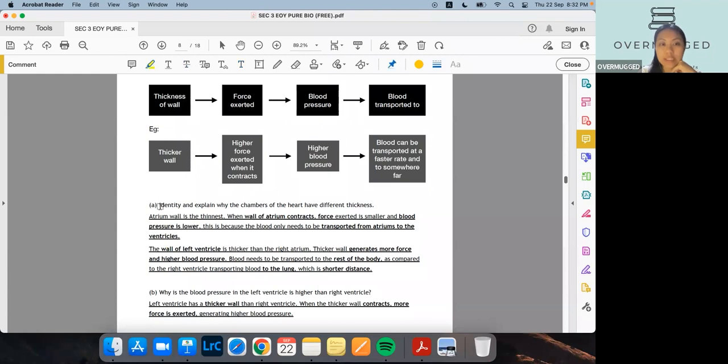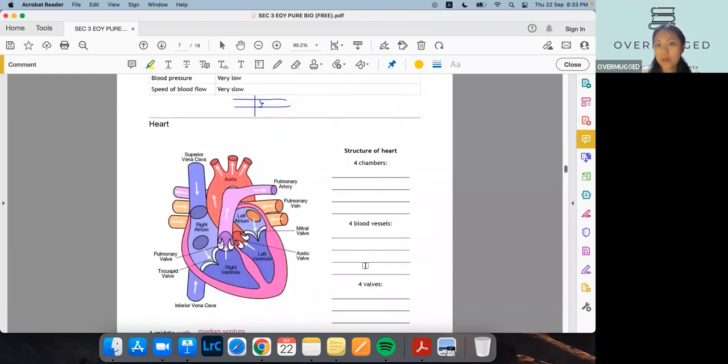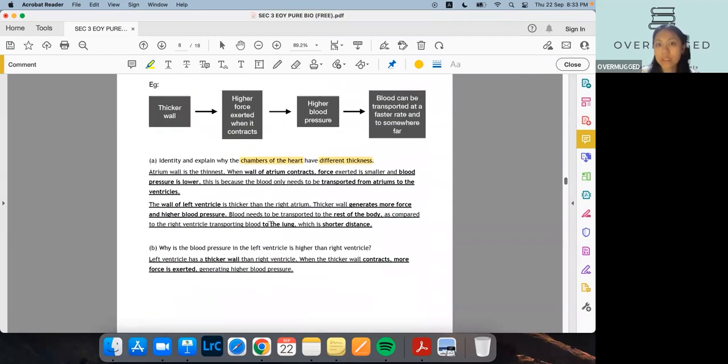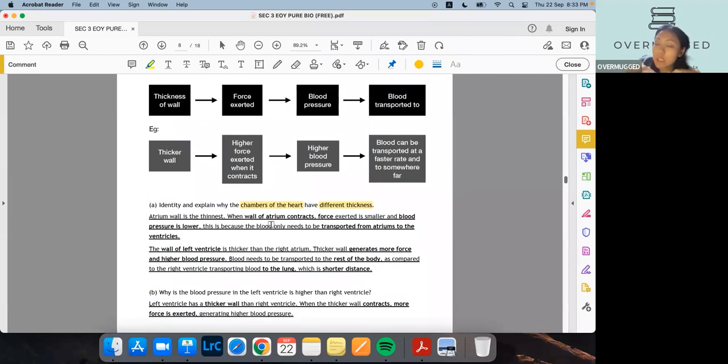The first question is: identify and explain why the chambers of the heart have different thickness. This is actually a question that I plucked out from TYS. But mainly it's about the chambers of the heart having different thickness, which they do. The four chambers of the heart here, left atrium, left ventricle, right ventricle, and right atrium, have different thickness. So what is the ranking? Which one is the thickest? Which one is the thinnest?